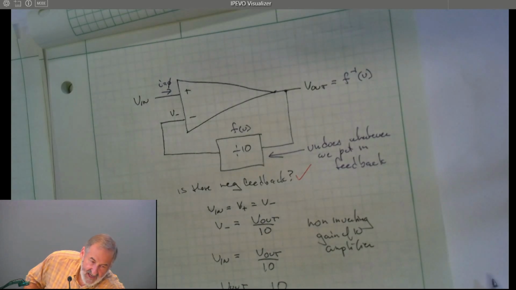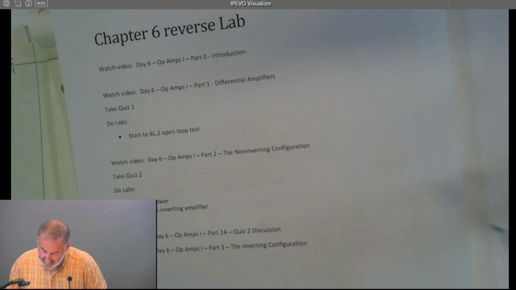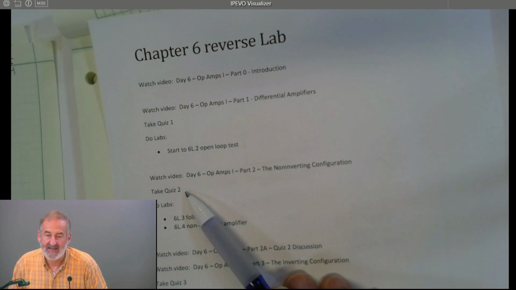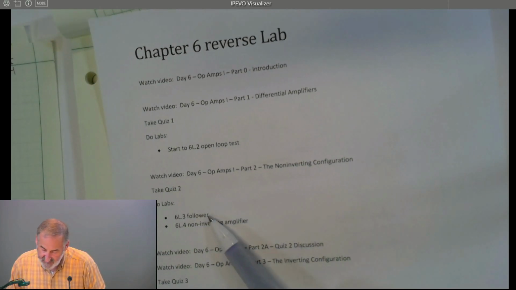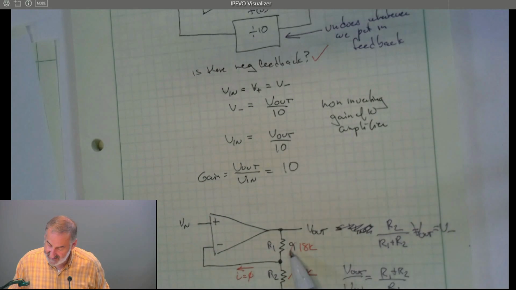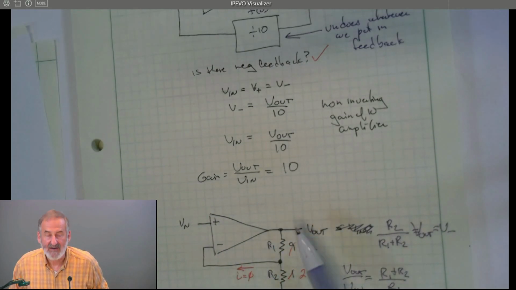What we're going to do now is we're going to take quiz 2. Quiz 2 asks you about the non-inverting configuration. Then we're going to go into the lab and build 2 non-inverting circuits, the follower and the non-inverting amplifier. I should point out that the follower actually is just a version of the non-inverting amplifier where we made one of the resistors, in that case this one, 0, and therefore V out isn't divided at all.